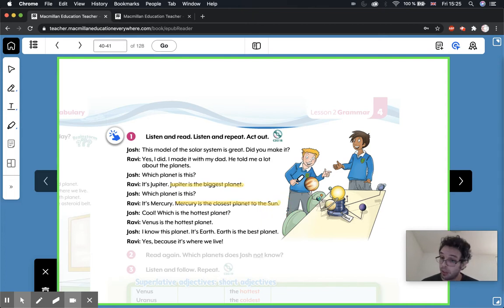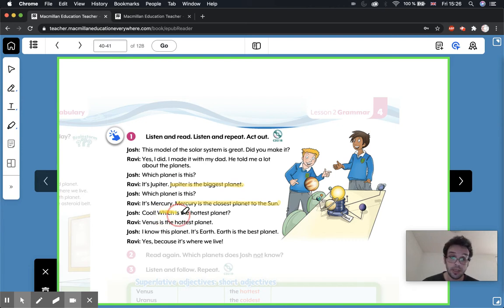Mercury, the planet Mercury, is the closest planet to the sun. Now we have the adjective close, el adjetivo close, que quiere decir cerca. Pues aquí el superlativo, the closest, el más cerca. Mercury is the closest planet to the sun. Mercury es la planeta más cerca al Sol. Okay, let's look at another example.